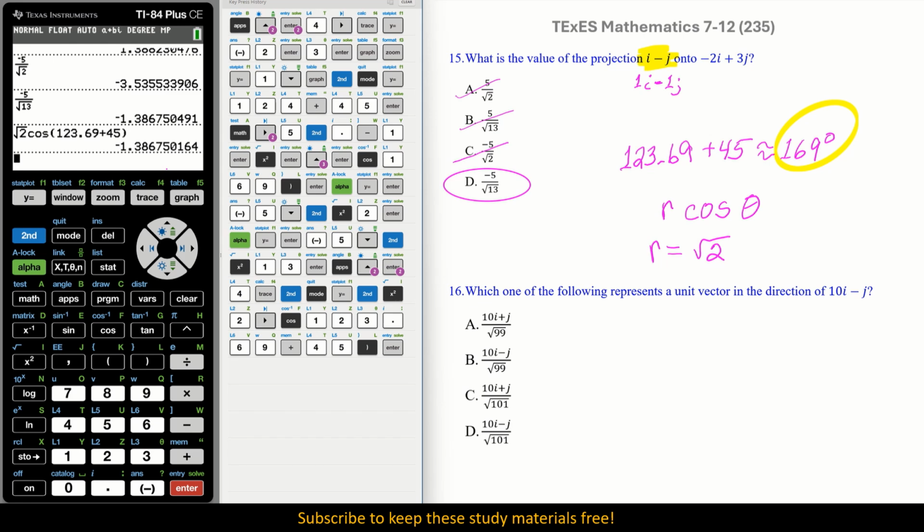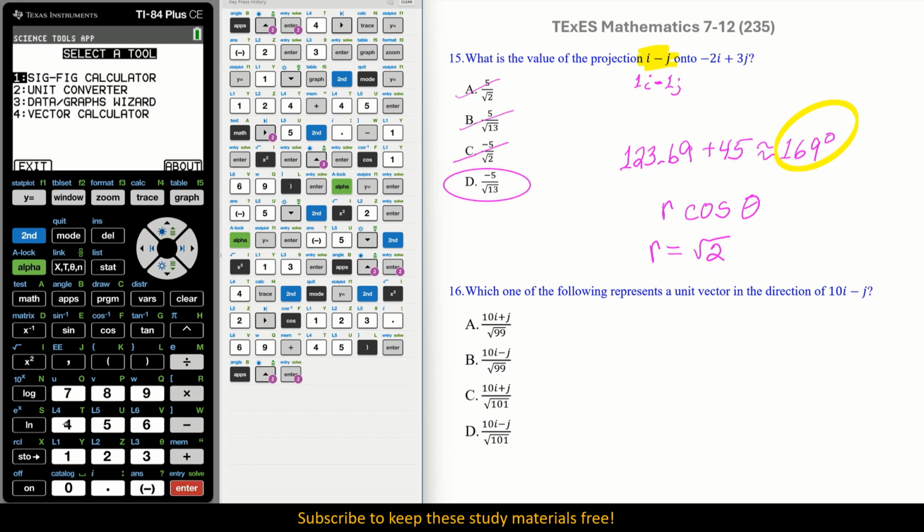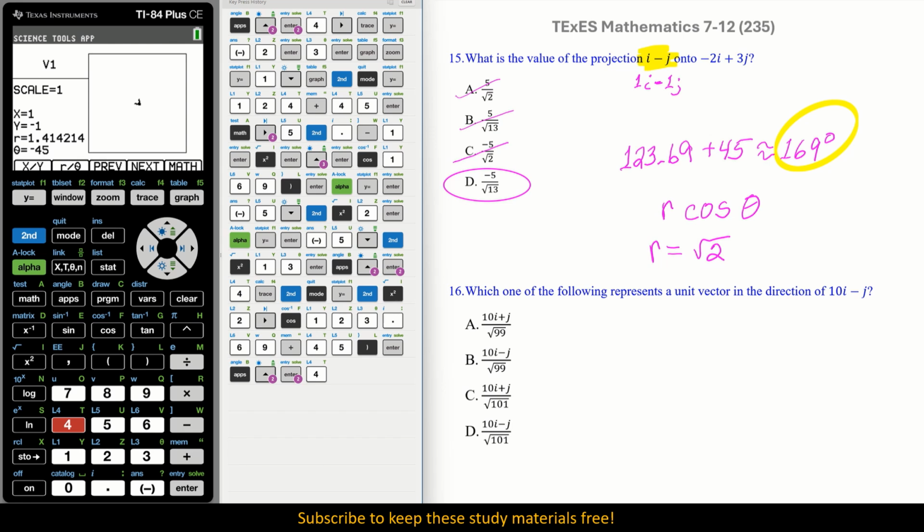Now, for the value of D, they used a different formula, and that's how they got -5 over the square root of 13. Okay, let me show you something real quick. This is worth doing. At least I'll show you what that -5 is. Go up to your side tools, push enter, enter, go back to your number 4.